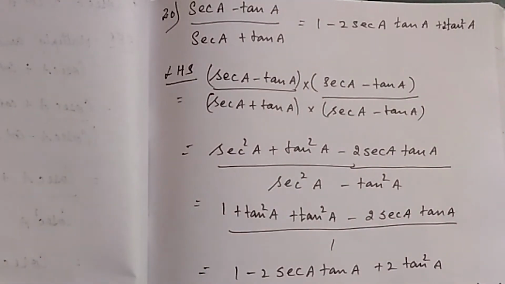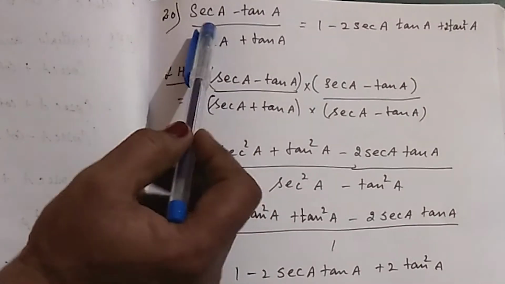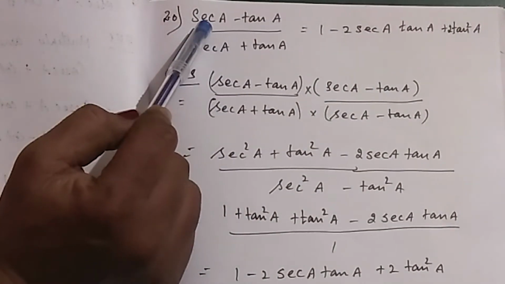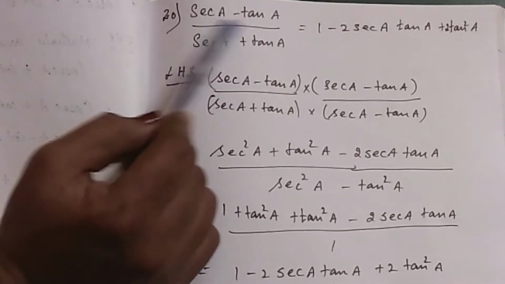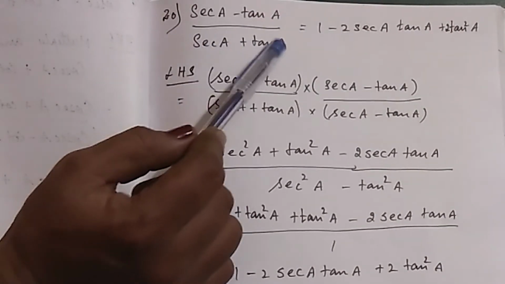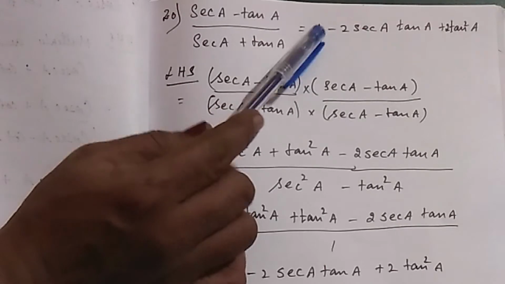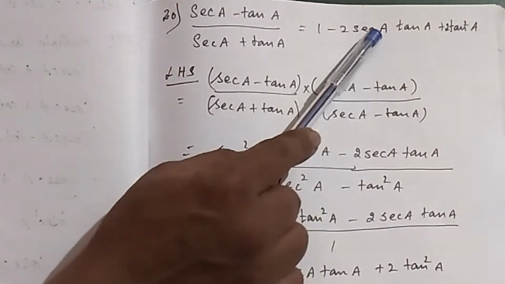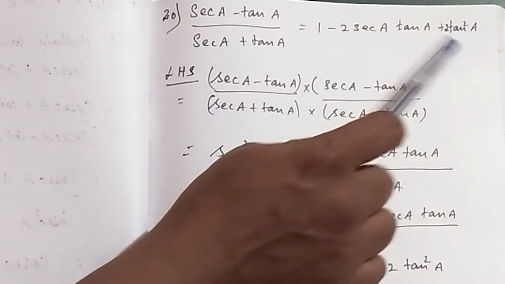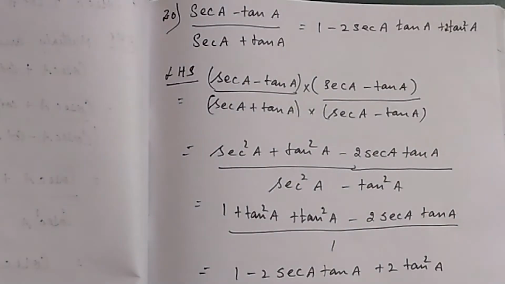Question number 20. Secant A minus tan A upon secant A plus tan A is equal to 1 minus 2 secant A tan A plus 2 tan squared A. Okay. Now the question is given. If you take the left hand side, how will you get 1 minus 2 secant A tan A plus 2 tan squared A? You have to think.